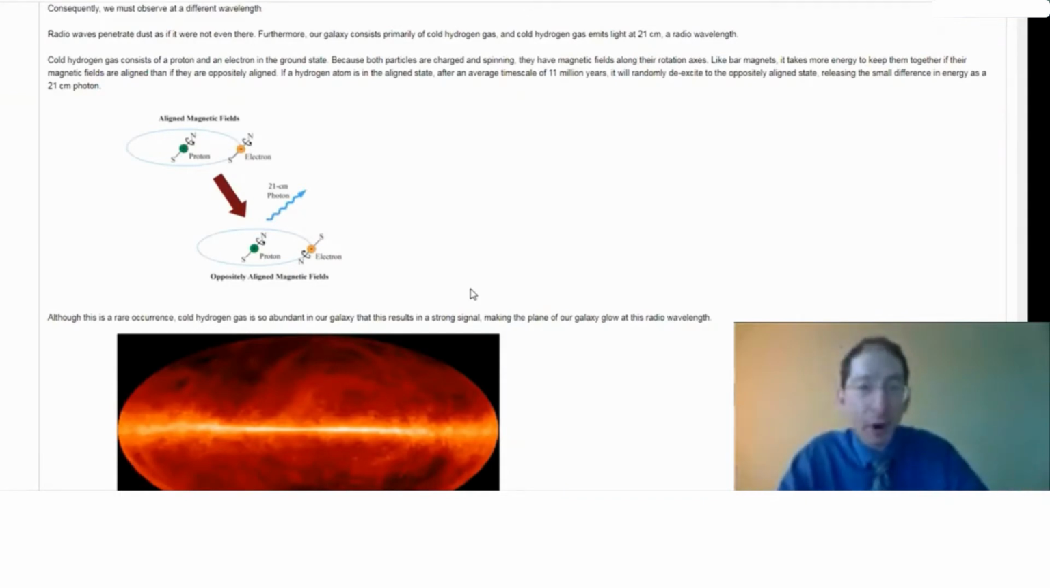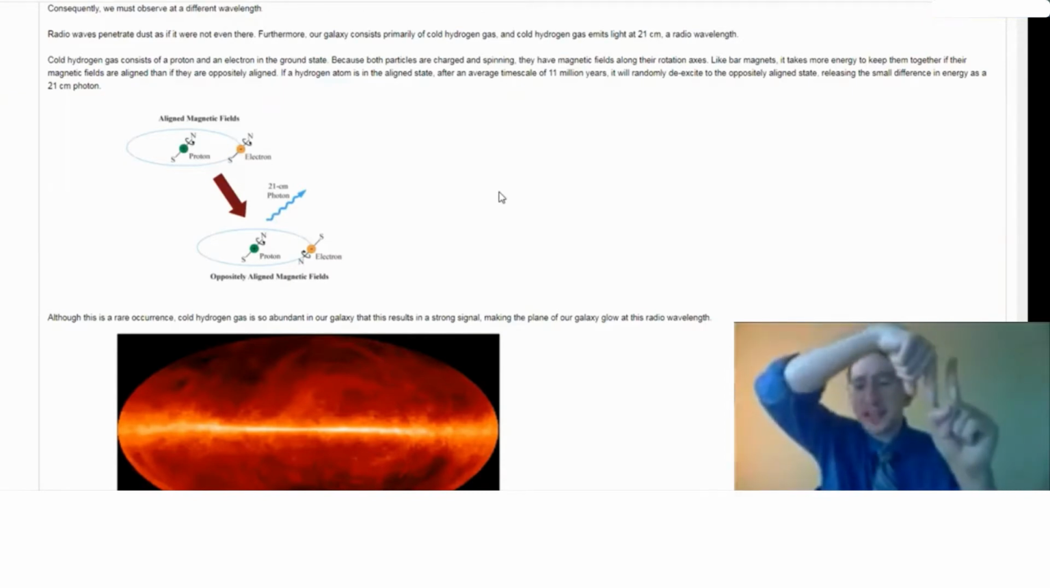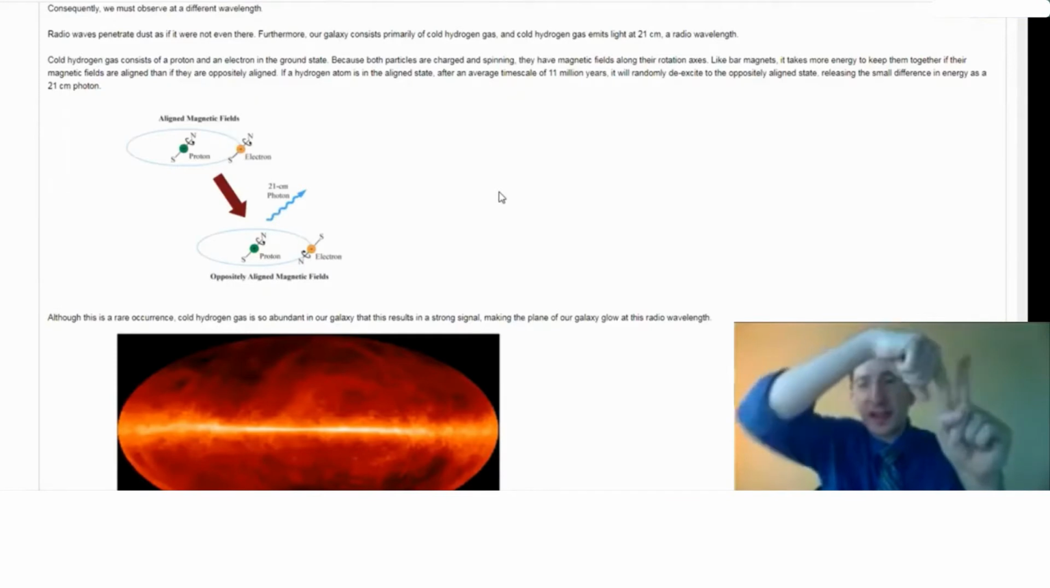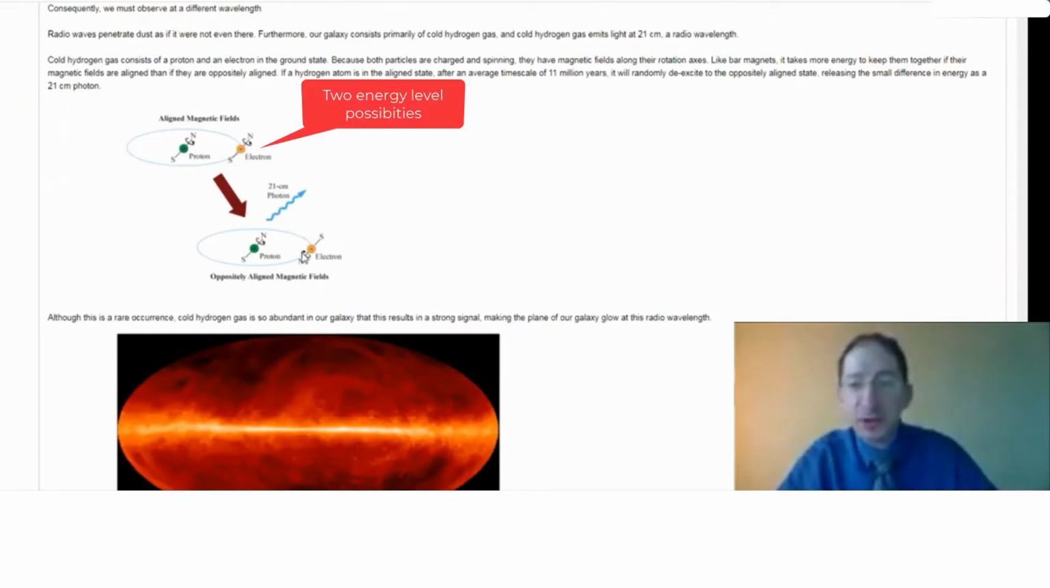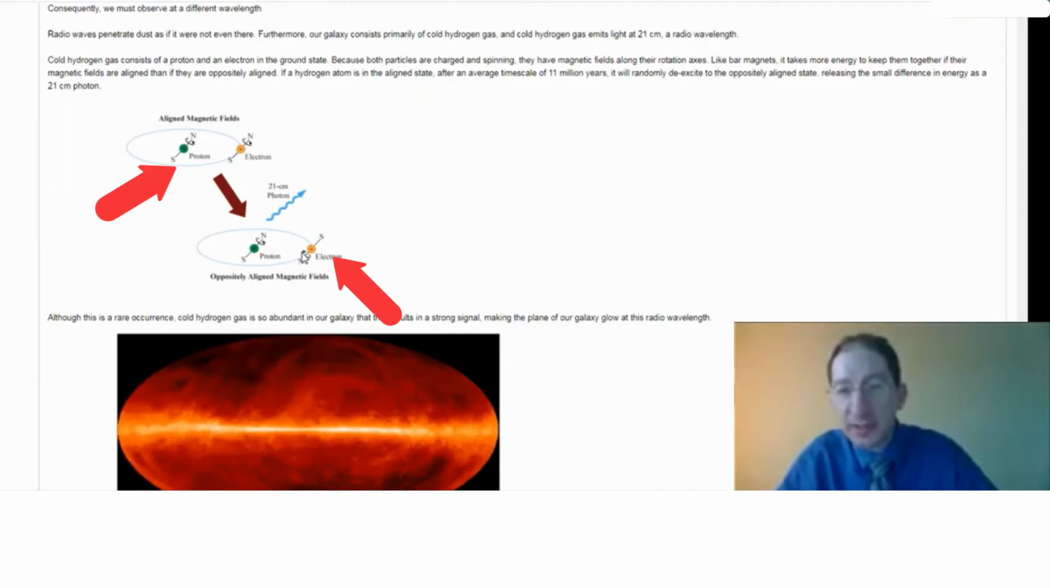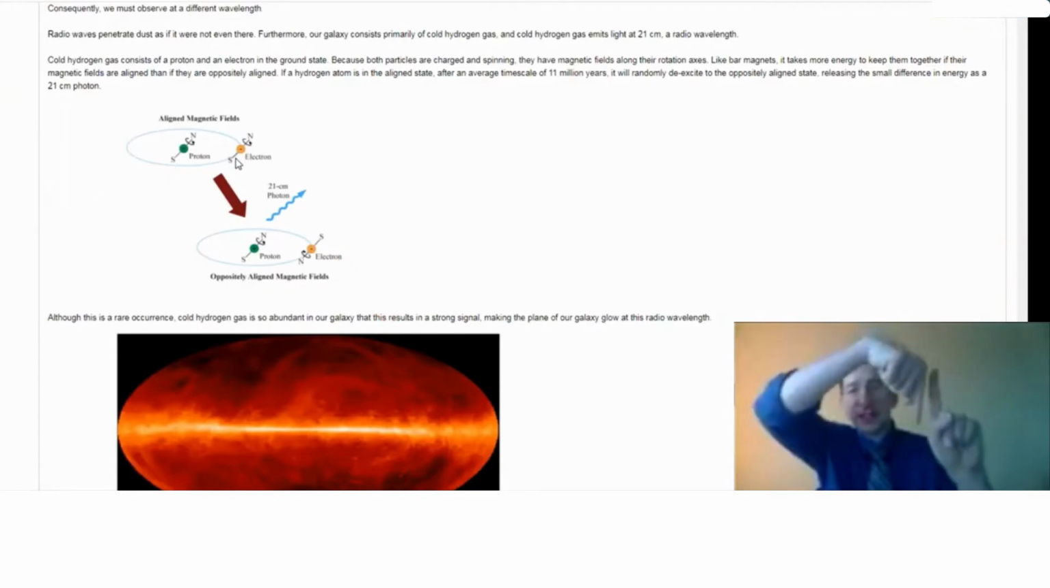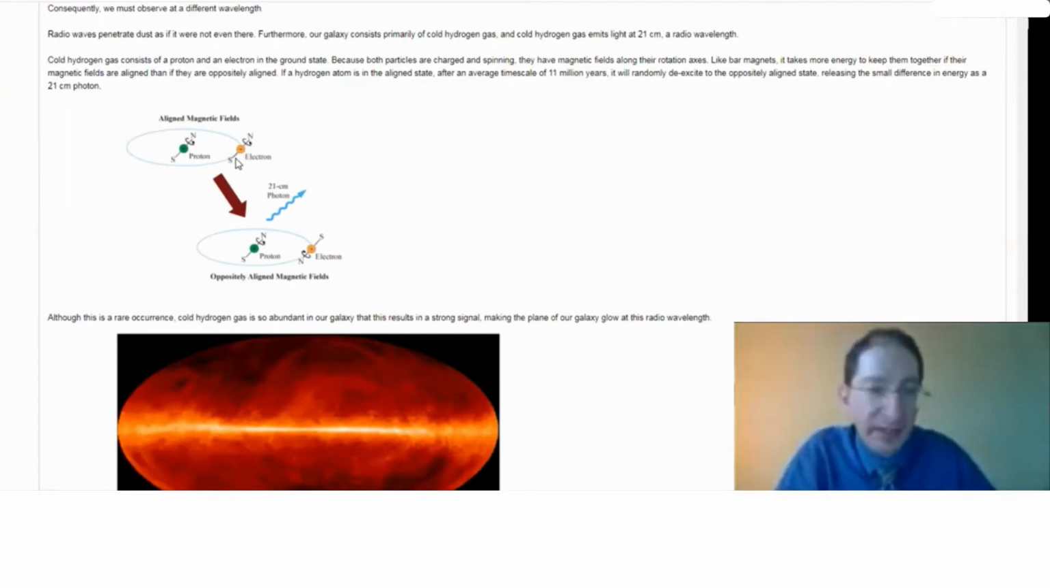And you've played with bar magnets before. There's a configuration that takes less energy to hold them together when they're oppositely aligned, and a configuration that takes more energy to hold them together when they're aligned. So within the ground state, we have two energy level possibilities: a higher energy state where the two little magnets are aligned, and a lower energy state where they're oppositely aligned.